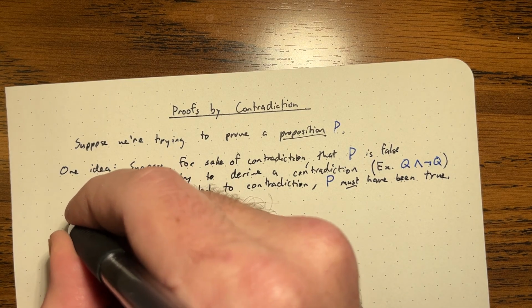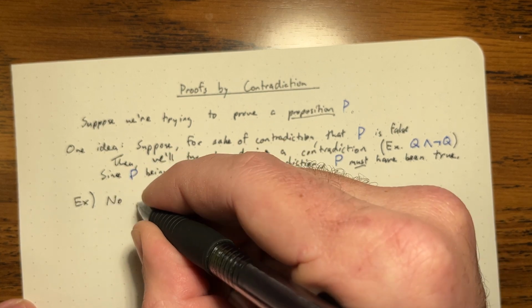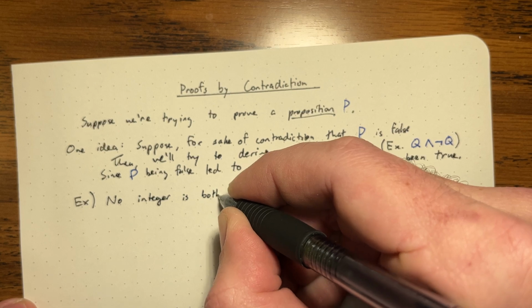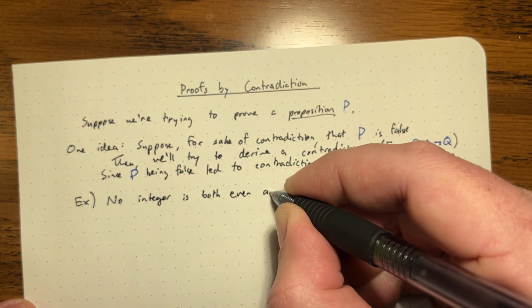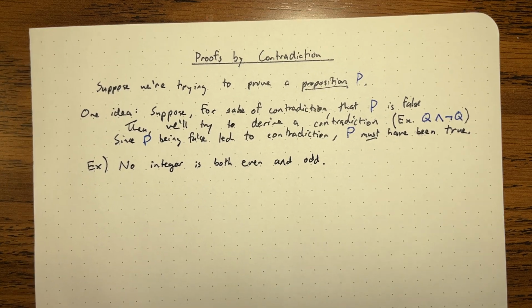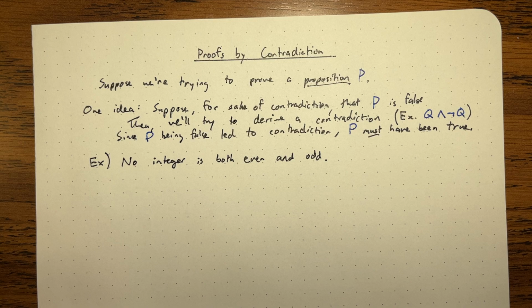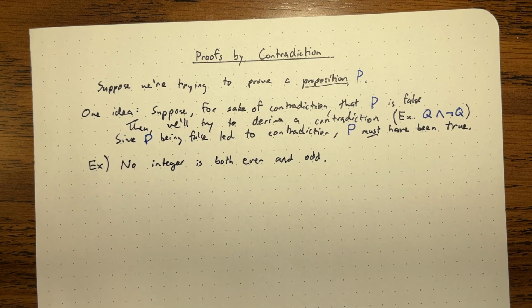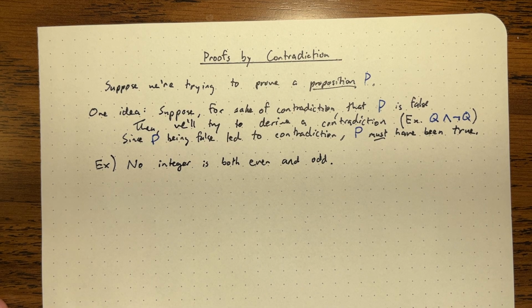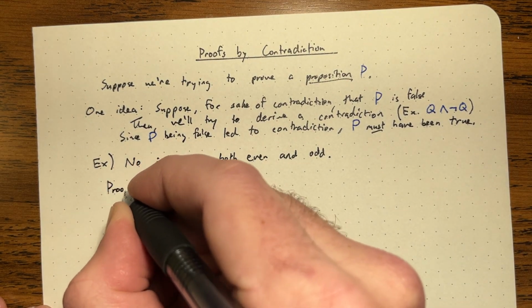Here's an example of that. Let's try to prove the statement: no integer is both even and odd. Okay, well, it seems fairly obvious, but how would you actually convince somebody? How would you actually go about showing this? And one of the most natural ways to do it is this idea of trying to get a contradiction.